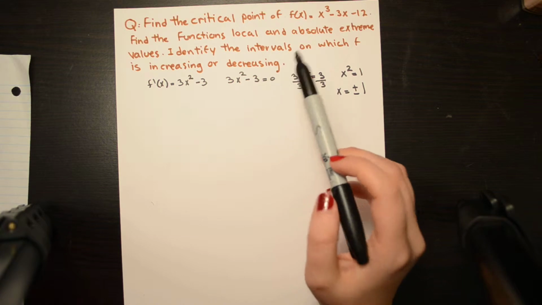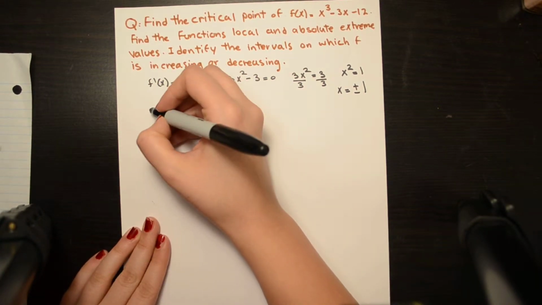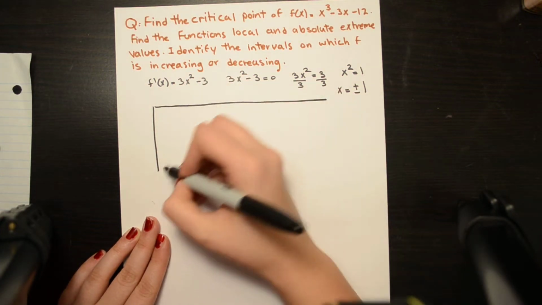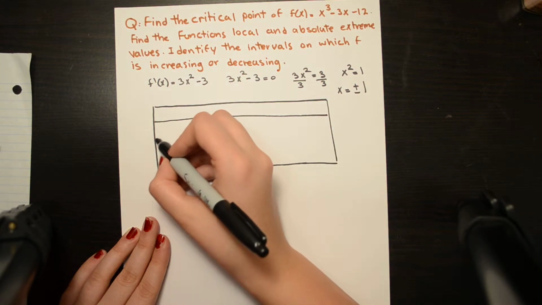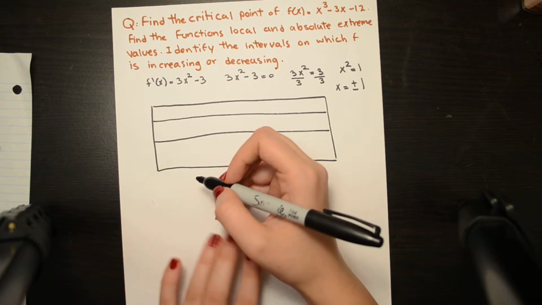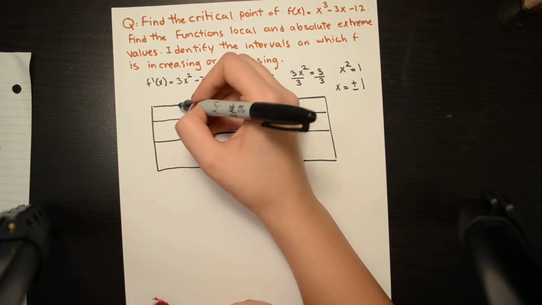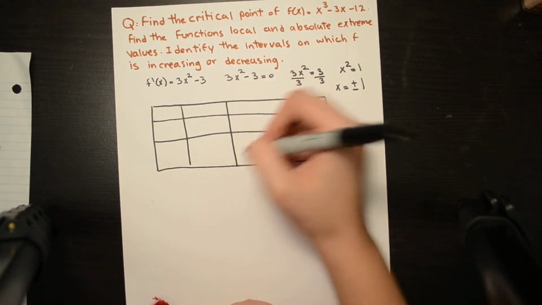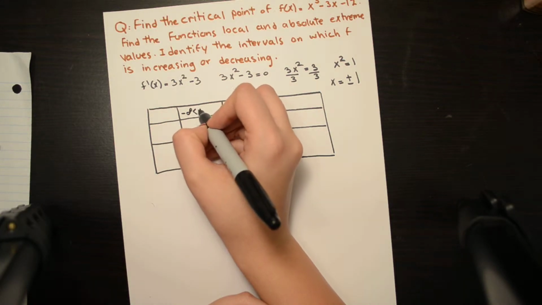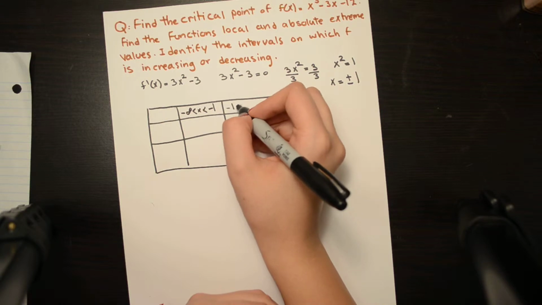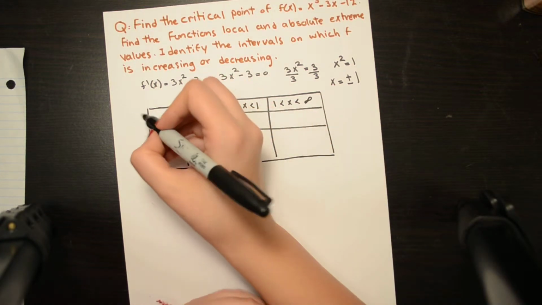So now, in order to find the intervals for the increasing and decreasing parts of f, we need to make a chart like this. So we will have a section for the intervals, then a section for the sign of f prime, and a section for the behavior of f, which will tell us whether it is increasing or decreasing. I'm just gonna put this in 3 parts. Okay. So our intervals start from negative infinity to negative 1, from negative 1 to 1, which are the critical points, and from 1 to positive infinity. These are the intervals.